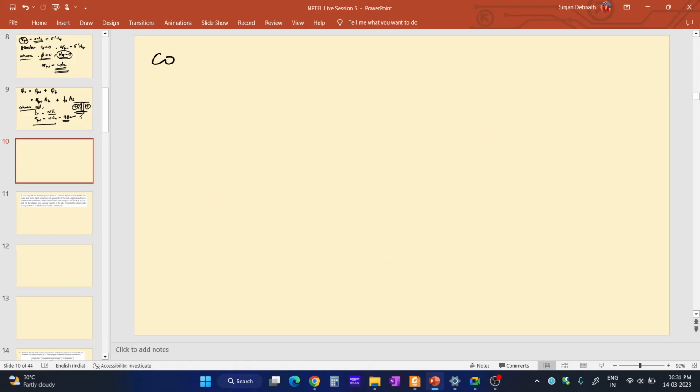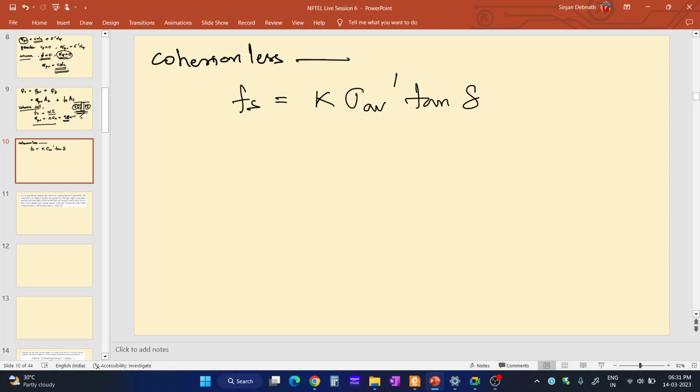And for cohesionless soil, fs, that is the unit skin friction resistance, will be K, that is the lateral earth pressure coefficient, multiplied by q av dash. What is q av dash? It is the average overburden pressure, multiplied by tan delta. What is delta? So we know phi. What is phi? Phi is the angle of shearing resistance or angle of friction, the frictional angle between the soil particles.